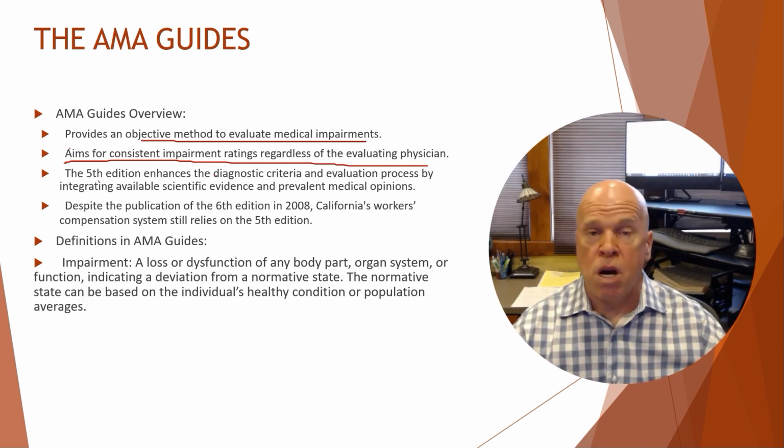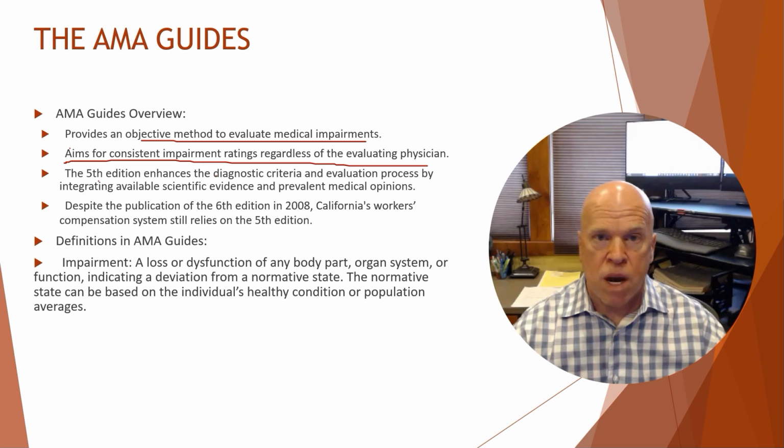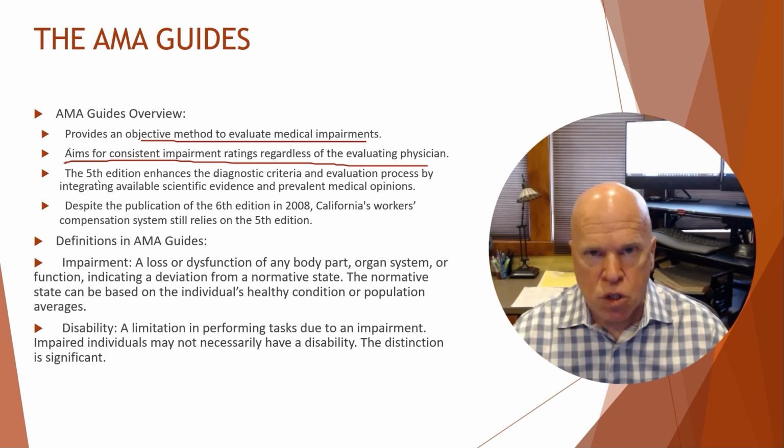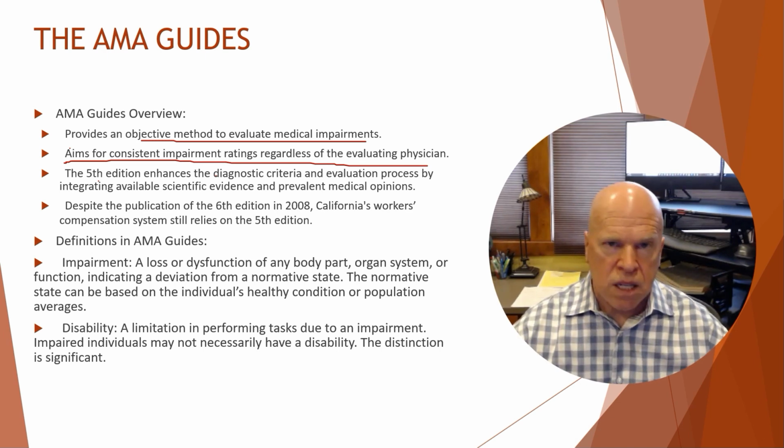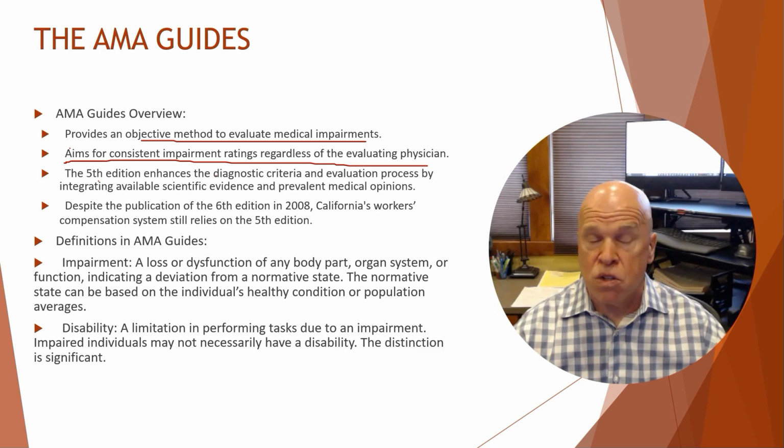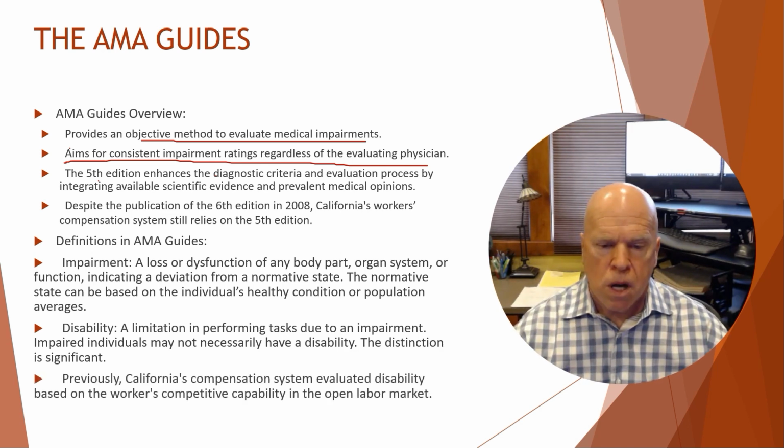So, for example, an amputation would be a loss of a body part, okay? We don't have to have a loss of a body part. We could simply have a loss of use or a loss of function of that body part, and that would constitute an impairment. Now, disability, on the other hand, is a limitation in performing tasks, and in California, we're primarily focused on work tasks due to an impairment. Impaired individuals may not necessarily have a disability. The distinction is significant.